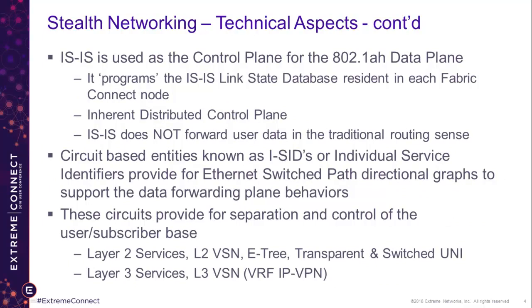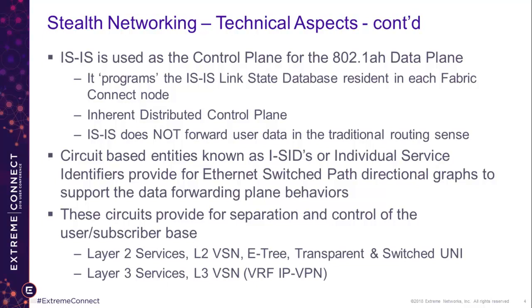Now, we need a control plane in order to automate the actual behaviors of the 802.1ah data plane, and that is the role that IS-IS is providing for the fabric. It basically programs the link state database resident within each Fabric Connect node. It is therefore an inherently distributed control plane. Okay, we don't have a centralized controller. IS-IS does not forward any user data, so it does not act in the traditional routing sense. It's strictly a programming substrate for the link state databases.